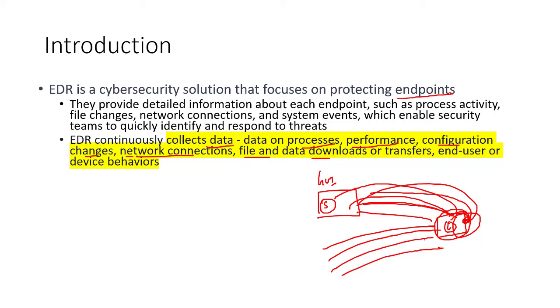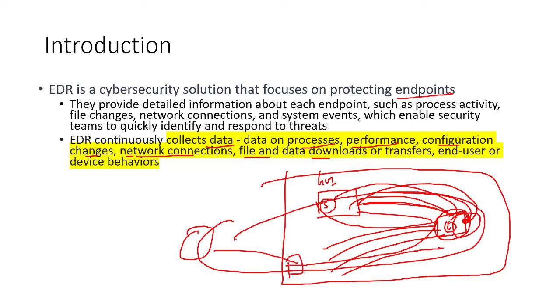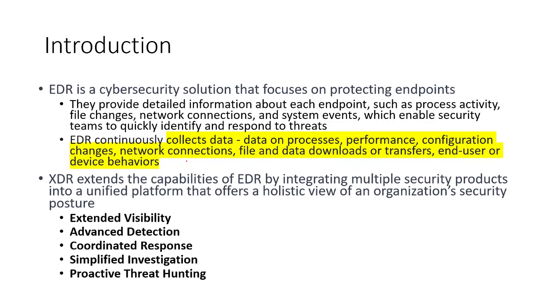Now we have a host here, we have a server here, we have a cloud. Now I don't want to be limited to each and every host. I want to understand if any attack happened on system C, from there it went to D, and from there it went to the cloud. So I now want a holistic view of that solution. For that reason, we introduce another one called XDR, Extended Detection and Response. XDR extends the capability of EDR by integrating multiple security products into a unified platform that offers a holistic view of an organization's security posture.